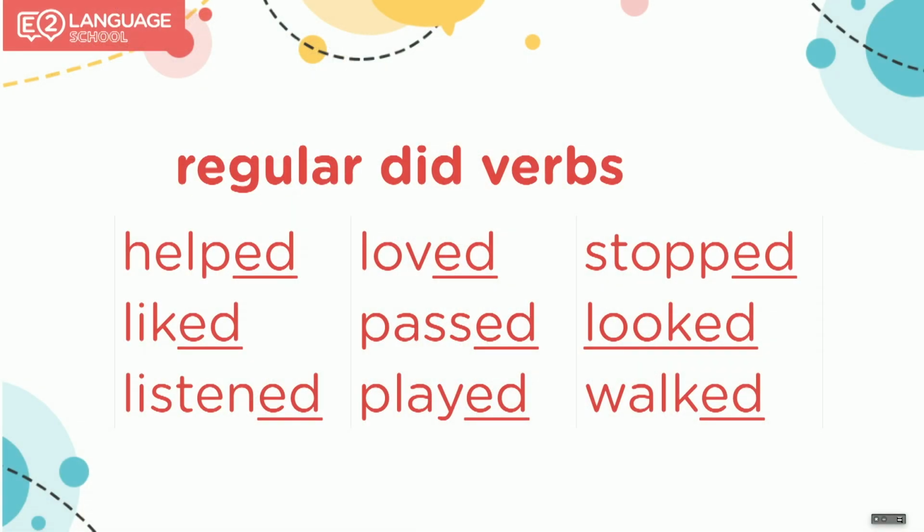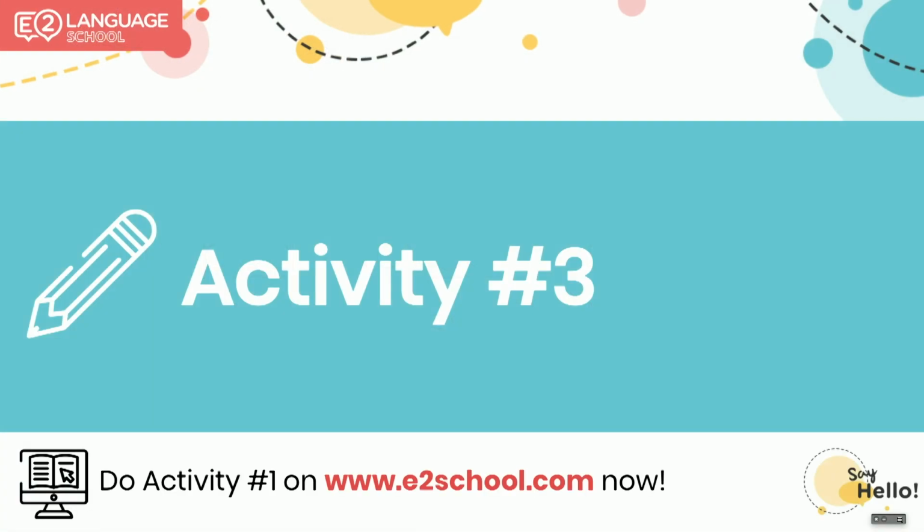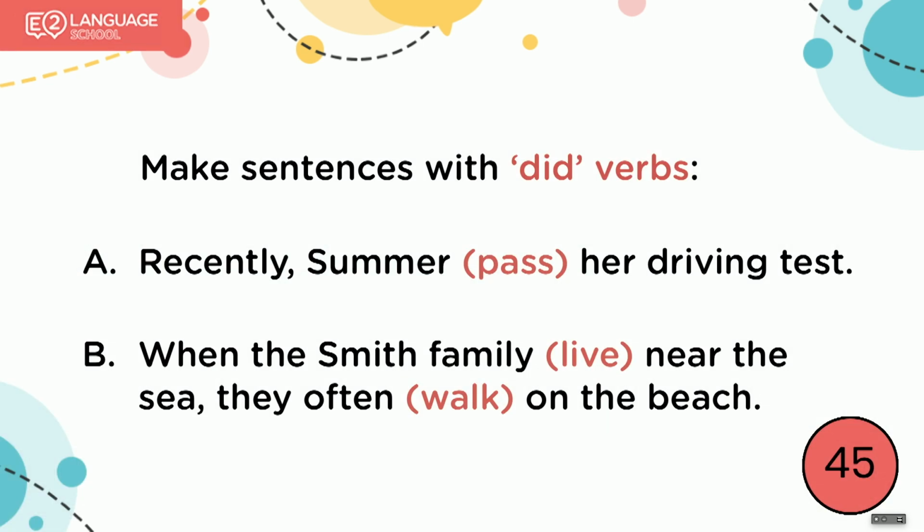Sometimes the sound on the end changes, by the way. But you must say the final sound or else English speakers won't understand you. They think if you say look and not looked, they think you're talking about now or the present. You must say the final sound on the word. Let's do activity number 3. What I want you to do is to rewrite these two sentences and change the do verb into a did verb, okay?